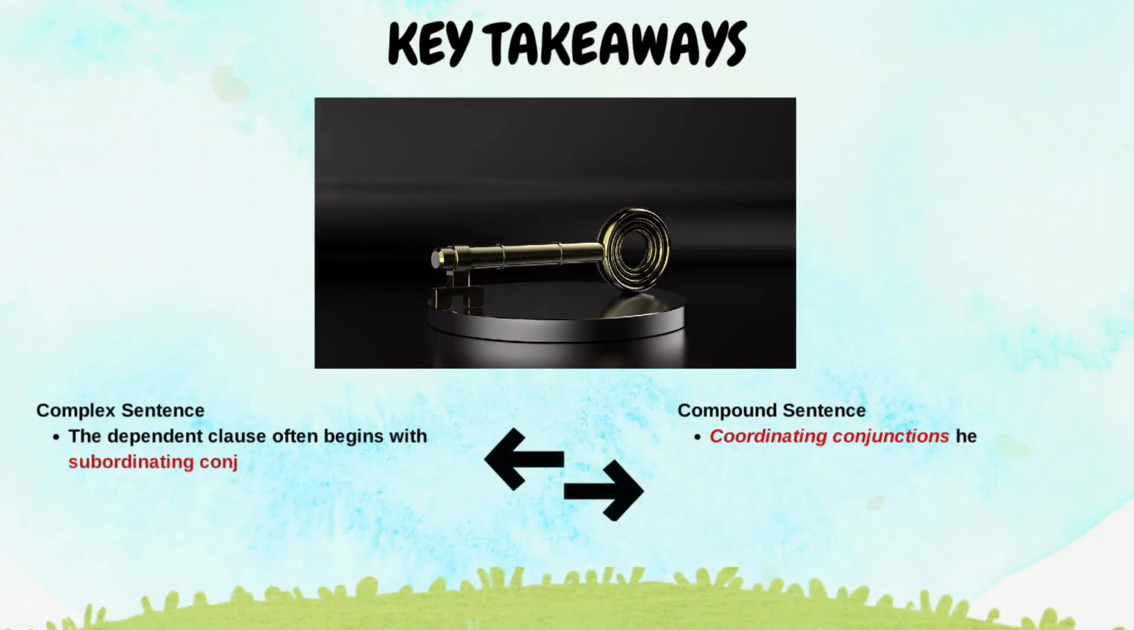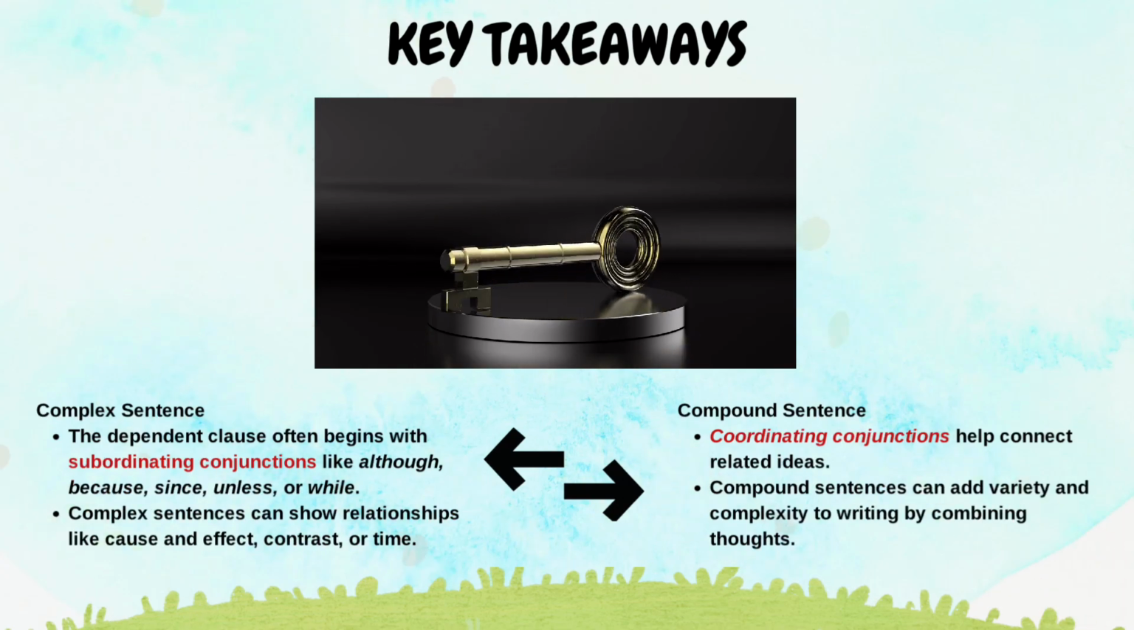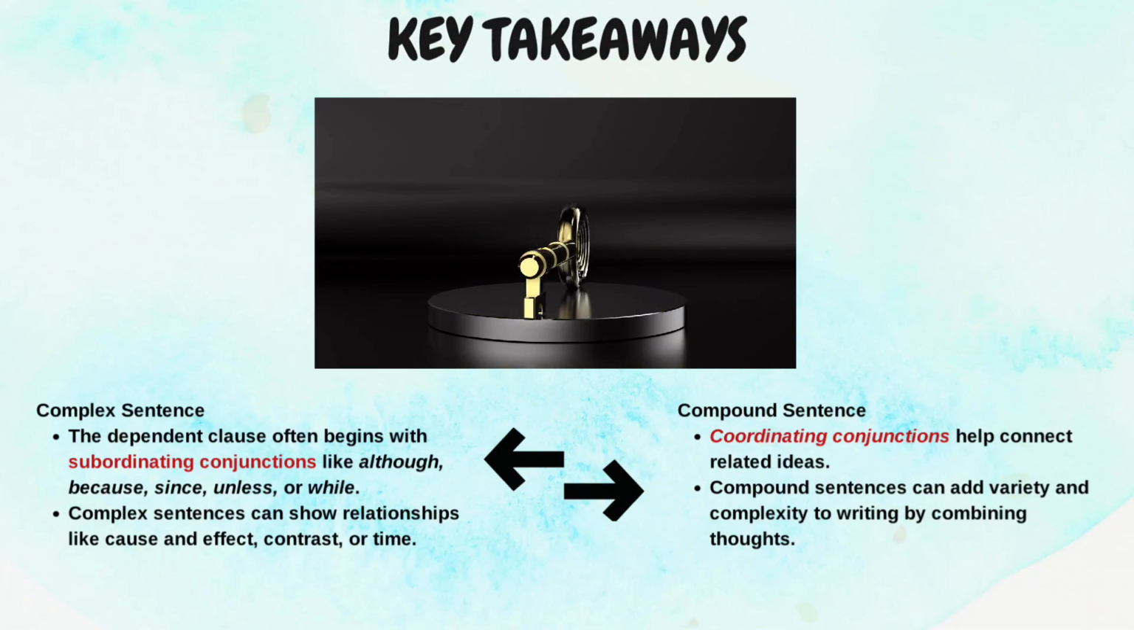Okay, students, these are several key takeaways that you have to remember. Firstly, in a complex sentence, the dependent clause often begins with subordinating conjunctions like although, because, since, unless, or while. Meanwhile, in a compound sentence, coordinating conjunctions, FANBOYS, help connect related ideas. Complex sentences can show relationships like cause and effect, contrast, or time. Meanwhile, compound sentences can add variety and complexity to writing by combining thoughts.